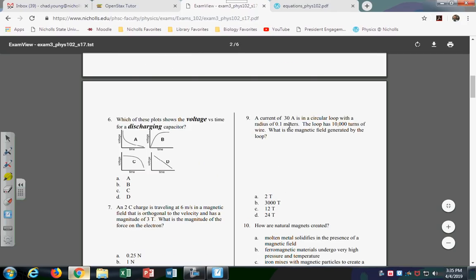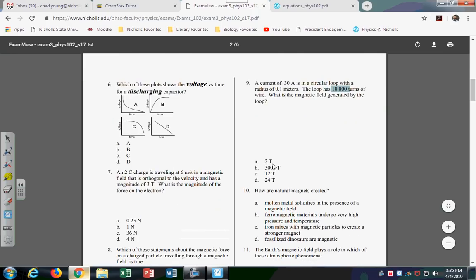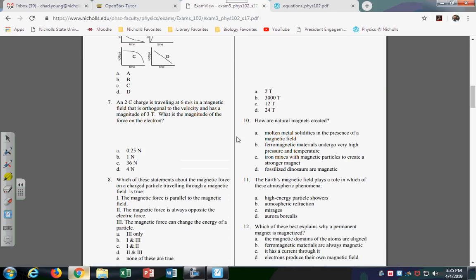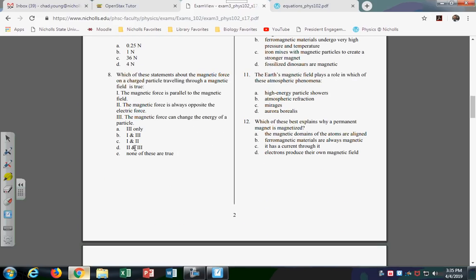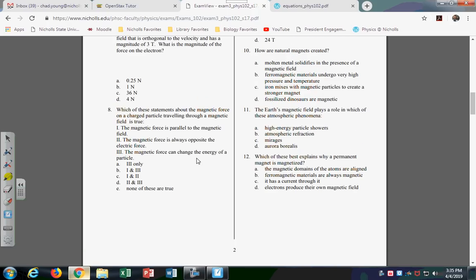Look, there's your solenoid. It doesn't say solenoid, but I know it is because it has 10,000 turns of wire. Want to know the magnetic field. Here's your F equals QVB. Stuff about magnetic force. Remember, magnetic force is a centripetal force. It's always perpendicular to the velocity. It cannot change the energy of a particle. Centripetal forces don't do that. They only change the direction.